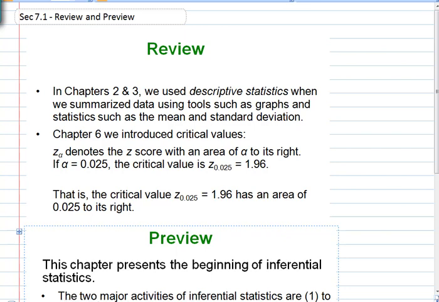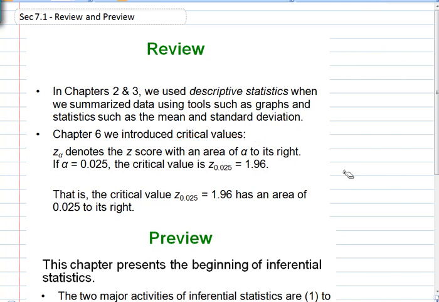So in chapters 2 and 3, what we did was we used descriptive statistics to summarize data. We looked at graphs, at distributions and means and standard deviations. In chapter 6, we looked at some critical values, and we used the inverse normal distribution in order to determine what critical values were. We used the inverse norm, and I told you that if alpha is equal to 0.05, what would be the z-score that would give us that value? That's called a critical value.